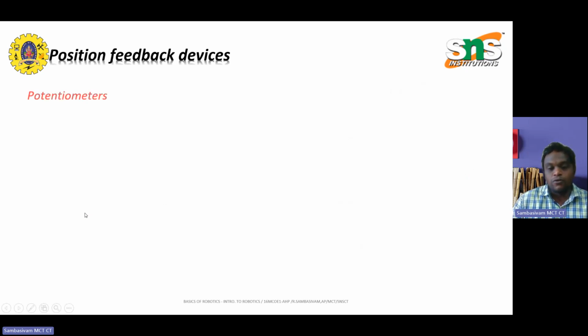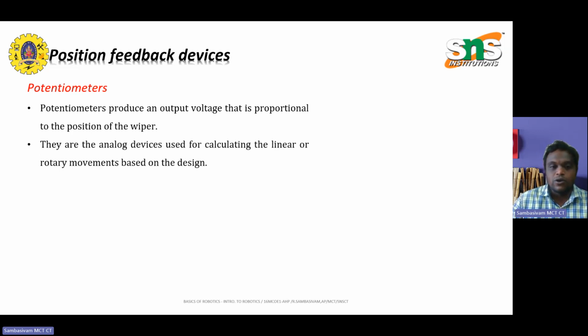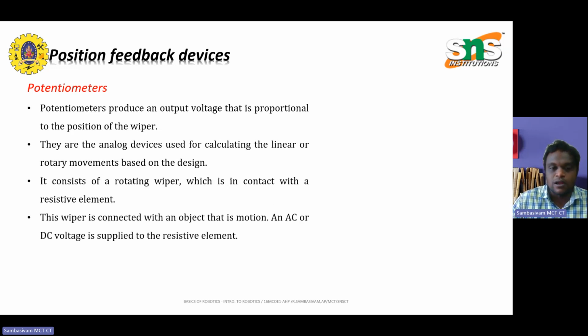And then we are moving towards potentiometers. Potentiometers produce an output voltage that is proportional to the position of the wiper. They are analog devices used for measuring linear or rotary movements, based on the design given for robotic systems, and they consist of a rotating wiper. The wiper is connected with an object when it is in motion.